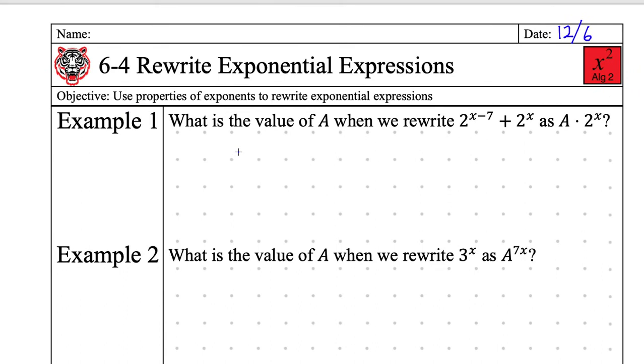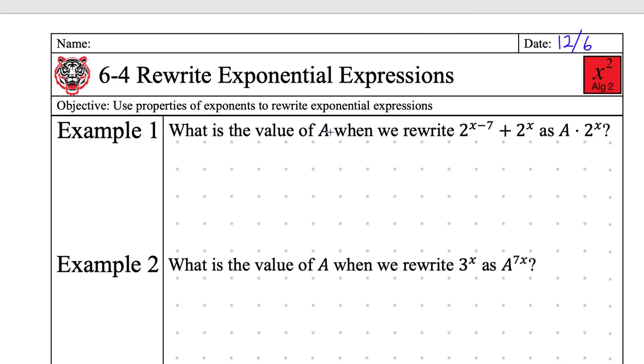Let's go ahead and start with example 1. So I basically need to say this 2 to the power of x minus 7 plus 2 to the power of x needs to be a times 2 to the power of x. And I don't know what a is. I'm trying to find a. What is the value of a? So how do I set this problem up?